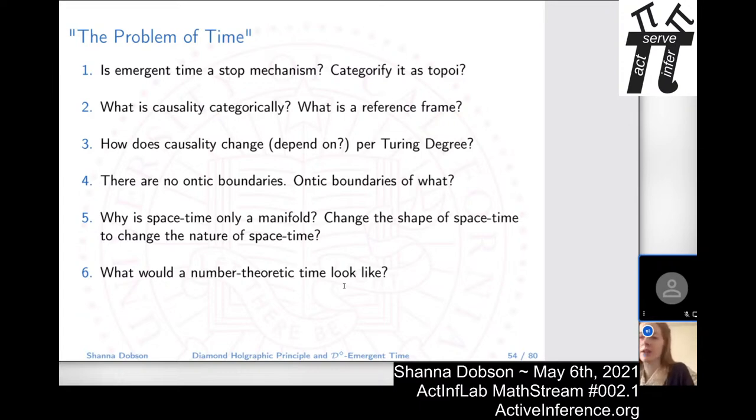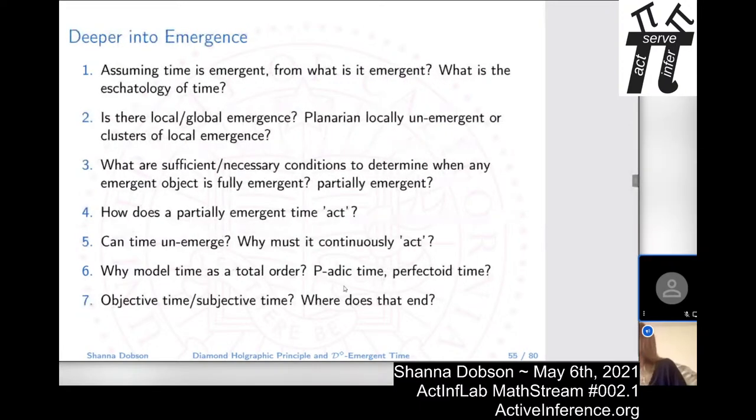So what would a number theoretic time look like? Let's go a little bit deeper into emergence. Assuming it's emergent, what is it emergent from? What is the actual eschatology of time? That's what I'm really interested in. Like, is it going to be here? What if it just left? What if time just walked off and left, okay?